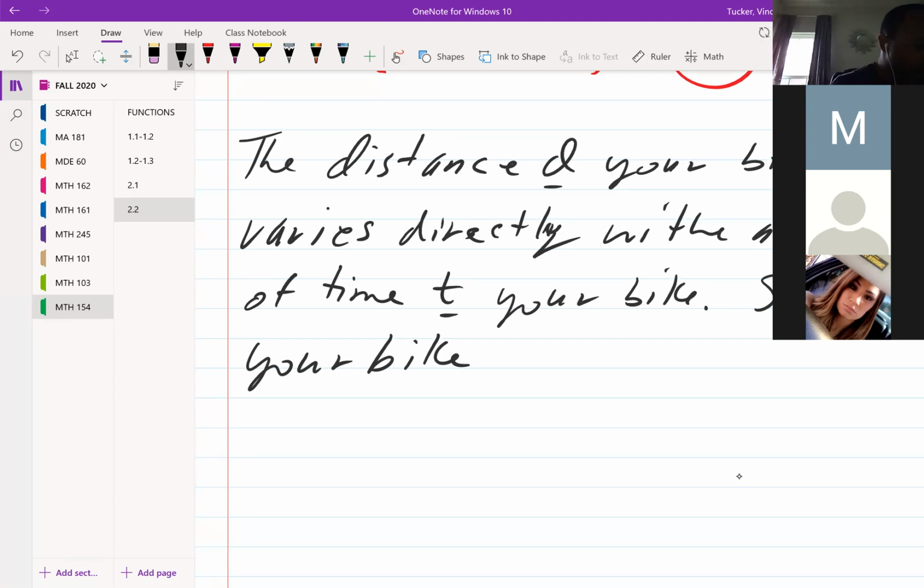It has to be the distance D you ride your bike. They have to be missing a lot of words in there somewhere. So suppose you ride your bike, something like that. But we should be able to get the gist of it though.